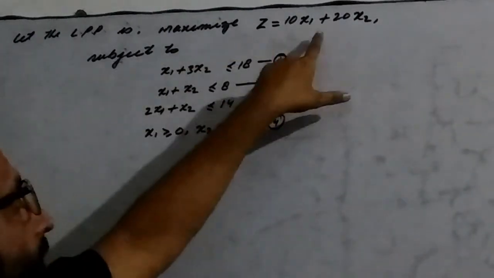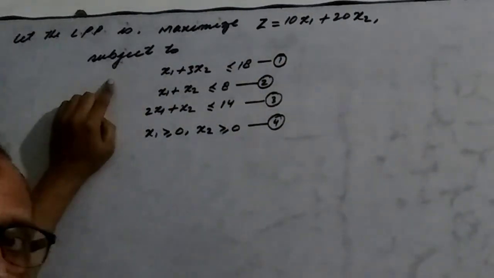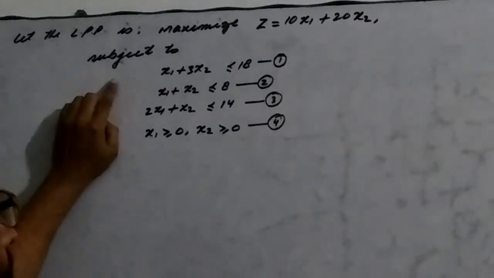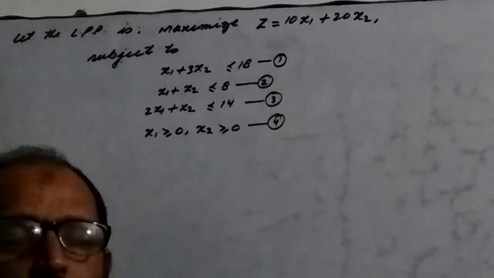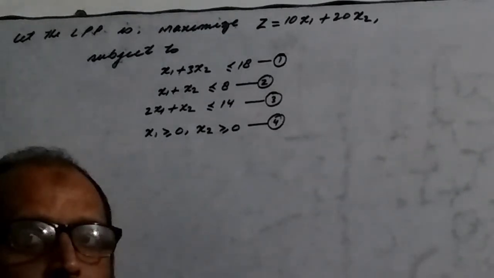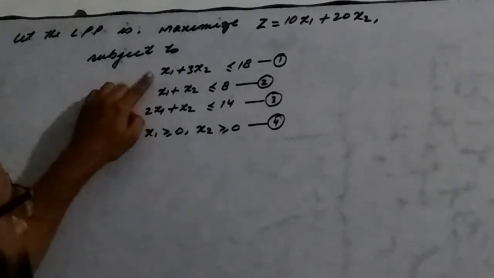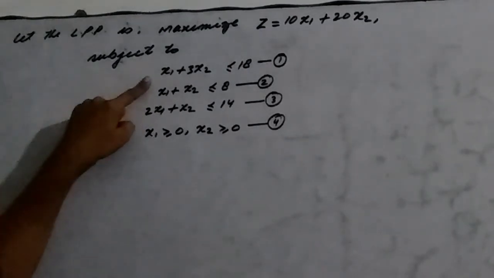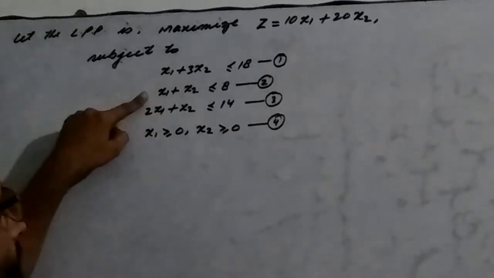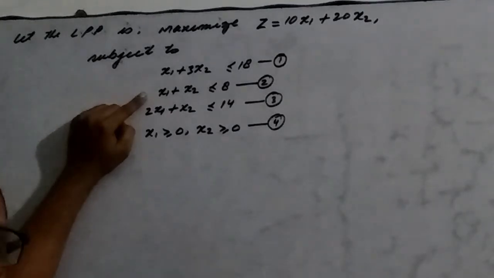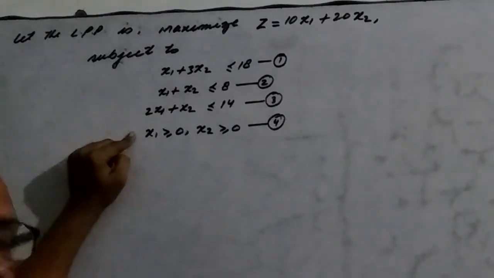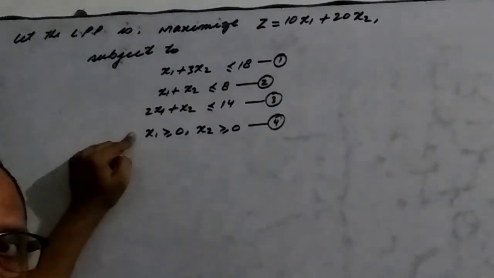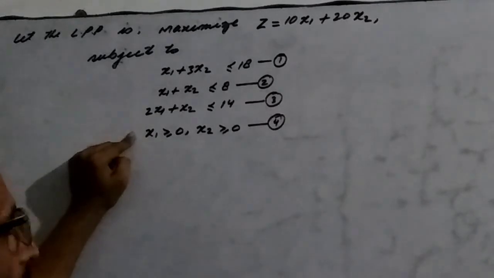and we have to maximize this function, and this function is subjected to these four inequations, which are called constraints in the study of linear programming problem. So the given constraints are: x1 plus 3x2 is less than or equal to 18. Second, x1 plus x2 is less than or equal to 8. Third, 2x1 plus x2 less than or equal to 14. And fourth, x1 is greater than or equal to 0 and x2 is greater than or equal to 0.